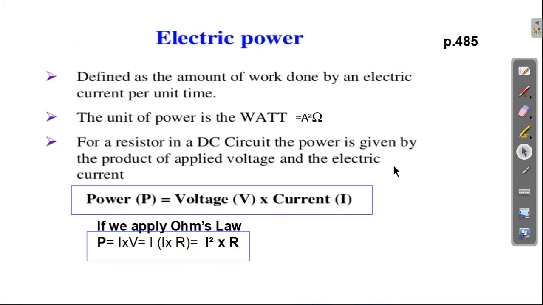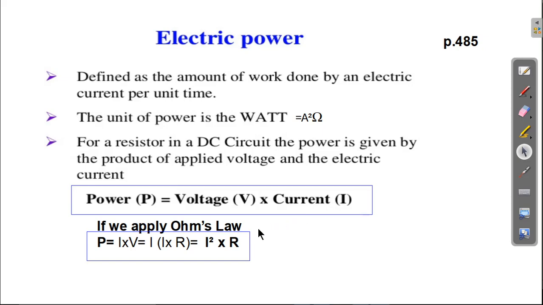Okay, let's talk about electrical power for a second. That's going to be on page 485 in your book. What is electrical power? This is defined as the amount of work done by an electric current per unit of time. This right here allows you to calculate it. The power, with a P, equals the voltage times the current.